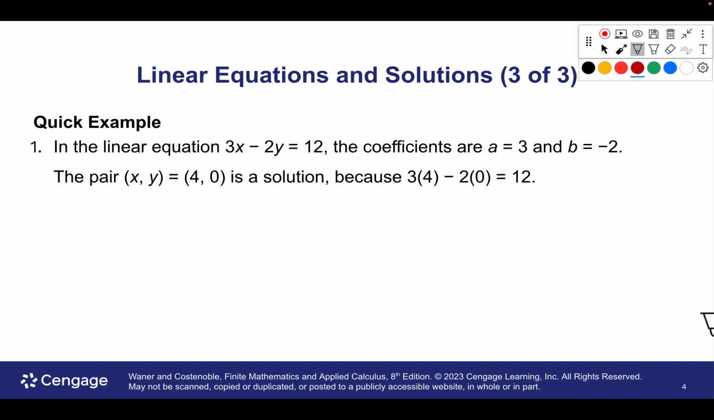So here we have 3x minus 2y equals 12. We notice the coefficient in front of the x is 3, the coefficient in front of the y is negative 2, so they've identified those. And then they just picked a pair: 4, 0 is a solution, because if you plug in 4 for x and 0 for y, you get 12 minus 0 equals 12. And so that's a check. Yes, 12 does equal 12.